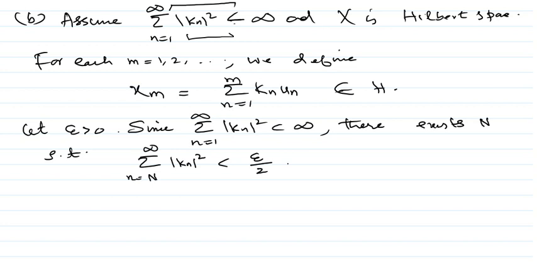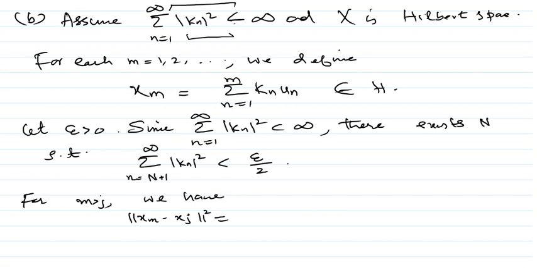Or you can write N plus 1. That only matters, N plus 1 to infinity, it's less than epsilon by 2. We have, for m greater than j, the norm of xm minus xj square. Let's calculate this difference where m is greater than j.